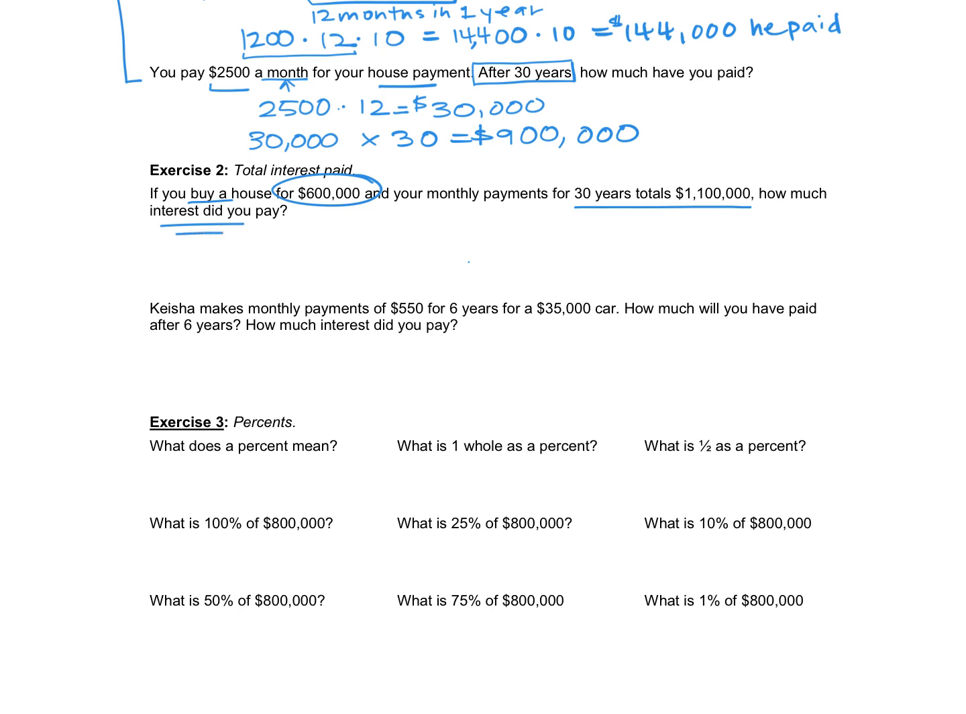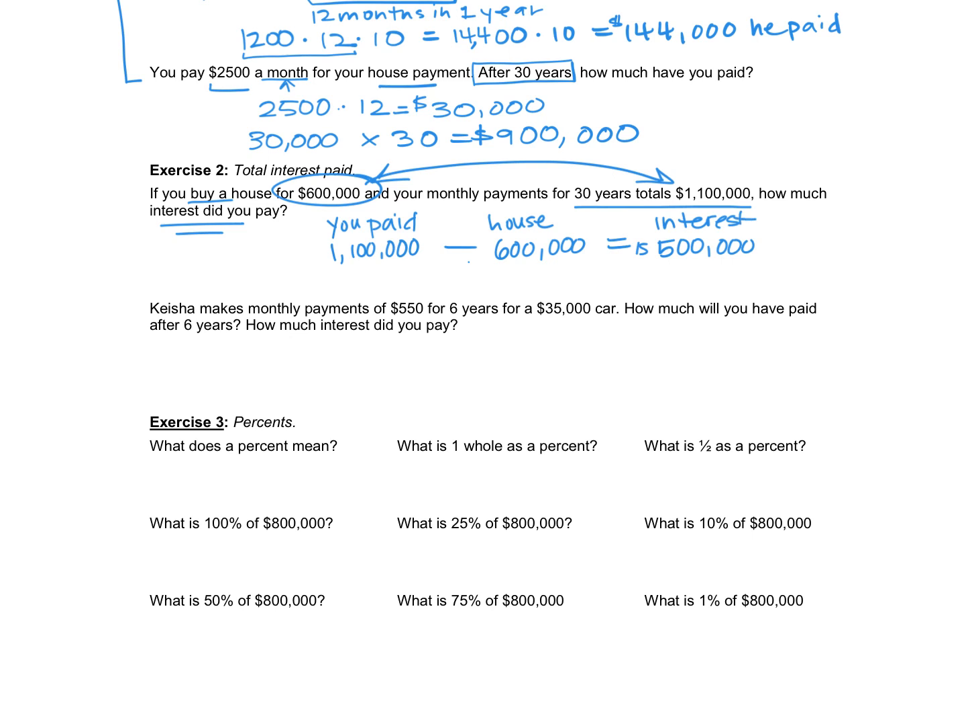Well, the total interest paid is going to be equal to the difference between how much the house actually cost and what you paid. So you paid $1,100,000. The actual house cost $600,000. That means all that additional money that you paid, which is $500,000, would be the interest. So it's always the interest plus the house amount to total what you paid. So we can do the subtraction to find that total interest.